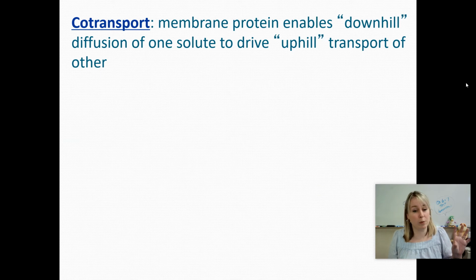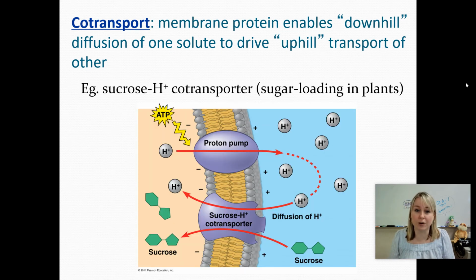Co-transport is when we will allow them to move back in, but we're going to have them carry a solute particle with them. An example in the book is the co-transport of sucrose using a proton gradient. We're going to pump the protons out into the extracellular space. We are going to allow them to come back in through a different type of protein, one that can connect to both a proton and a sucrose molecule at the same time.